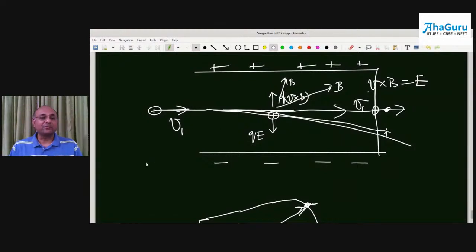You can use this configuration of E like this and B perpendicular to E. This configuration is something that is very, very common. And so people will give you that as a question. One of the cases is qV cross B cancels out qE, which means the net force on the particle is 0. The particle moves with constant velocity.